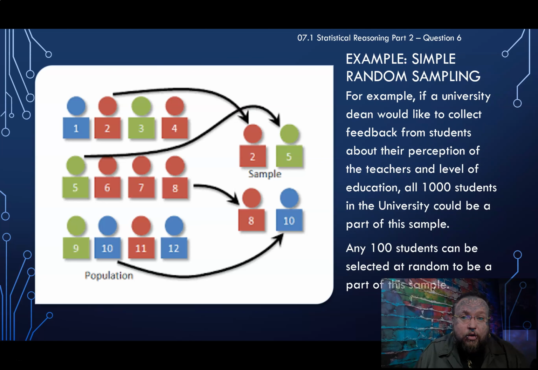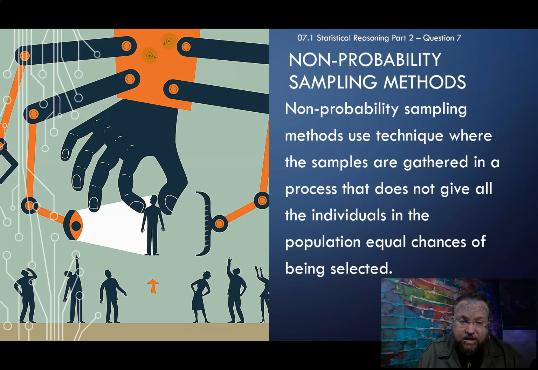So say, for example, where a study could be used is if a university dean would like to collect feedback from students about their perception of the teachers and level of education. And there's 1,000 students, say, at the school. All 1,000 students at the university could be part of this sample. Any 100 students can be selected at random to be part of the actual overall sample, and that's maybe a more feasible way to get feedback. I'd say that even more so if it was even larger.